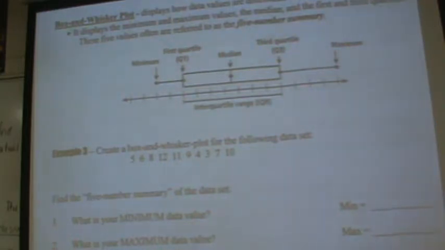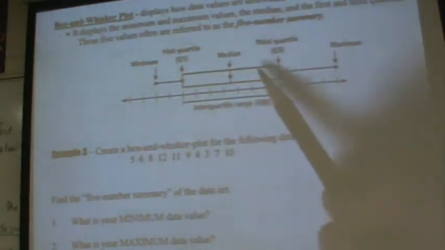Now what a box and whisker plot does is it displays how data values are distributed. So given a set, how are your values in that set distributed? It displays the minimum and maximum values, the median of the entire set, and the first and third quartiles, which I will show you how you find those. These 5 values are often referred to as the 5-number summary.